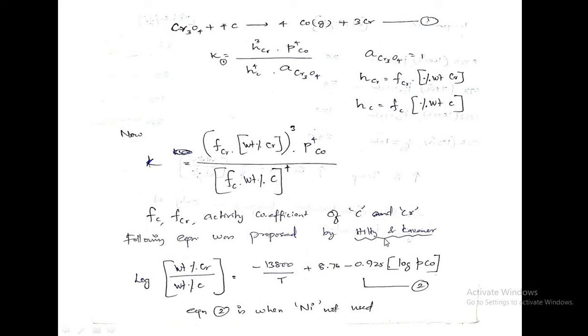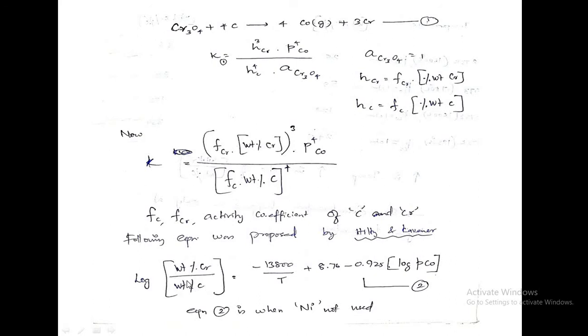One of the researchers, Hilty and Kavanagh, has proposed an equation to find out the effect of chromium and carbon in the stainless steel process, right? So he developed a formula: log of percentage of chromium by percentage of carbon is equal to minus 13800 by T plus 8.76 minus 0.925 into log of partial pressure of carbon monoxide. This is one of the equations to find the ratio of chromium to carbon. So we can find the value of this ratio, right?